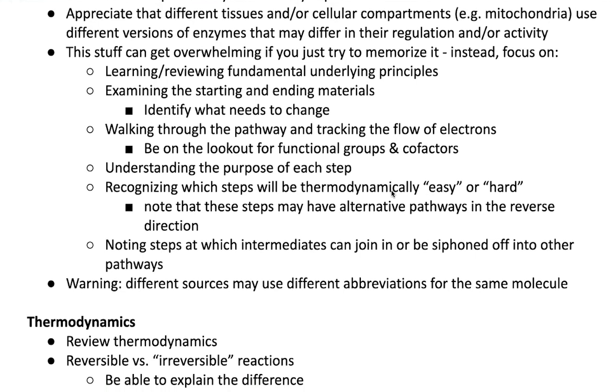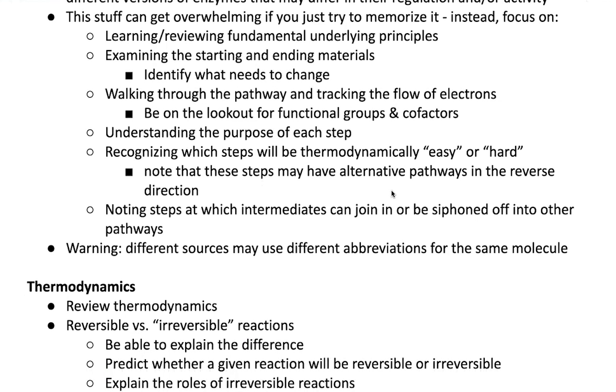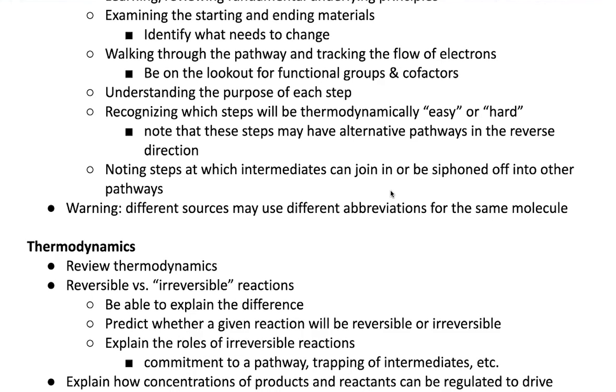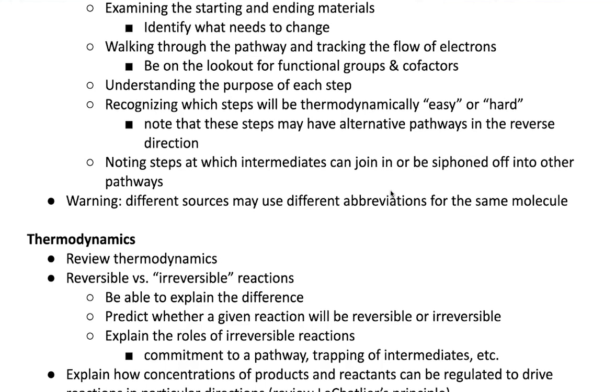Understand the purpose of each step in the pathway. Why are you changing something? Are you adding a phosphate group to make something kind of like add a flag, make this more energetically favorable and get a reaction to happen at a specific place, something like this. Recognize which steps will be thermodynamically easy, so like favorable, or hard, non-favorable. And note that these steps may have alternative pathways in the reverse direction.